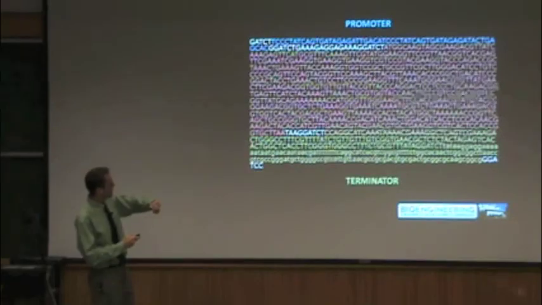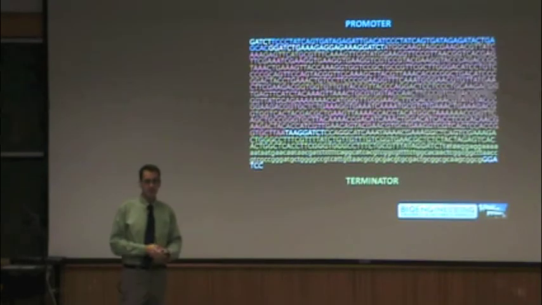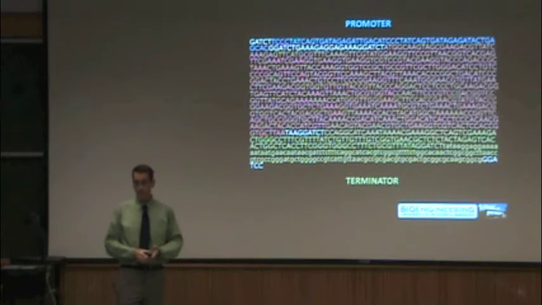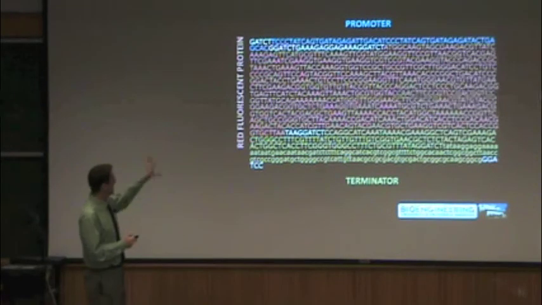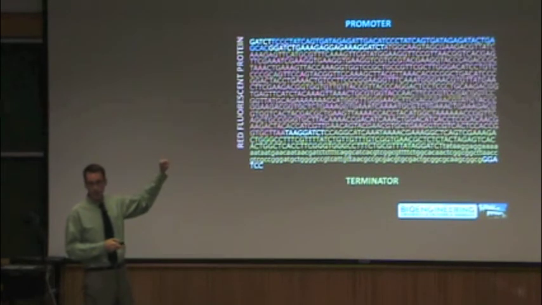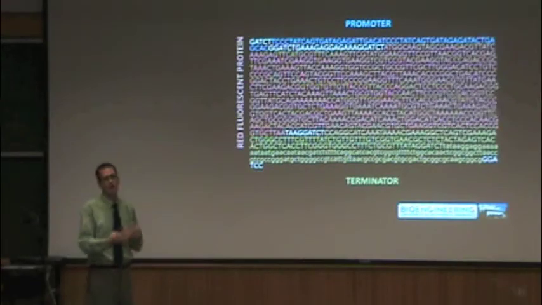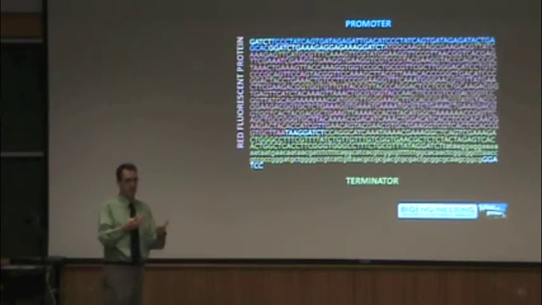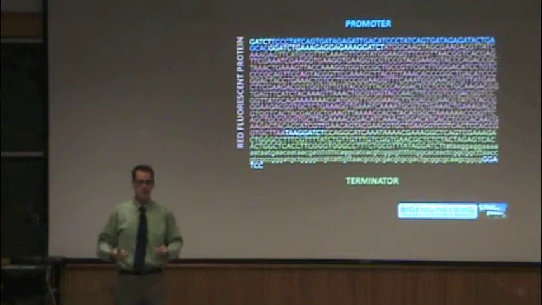In green is the terminator. Effectively, this is the site that says, cut it out, we're done. So it's not always the case, but usually in between the promoter and the terminator is going to be the stuff that you actually want to get made. And that's my red fluorescent protein. Okay. So this helps. I can see there's a colored bit: the blue bit does one thing, the green bit does another thing, the red bit does another thing.